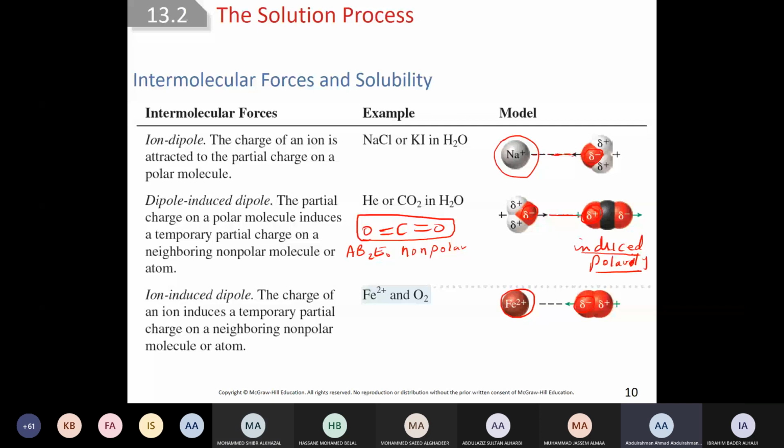Same thing with Fe, which is iron 2 plus, and if we put air in it, oxygen. Is O2 polar or non-polar? Definitely non-polar. Why does it dissolve or bind with iron? Because it makes an induced dipole, and it dissolves in water and iron like this.